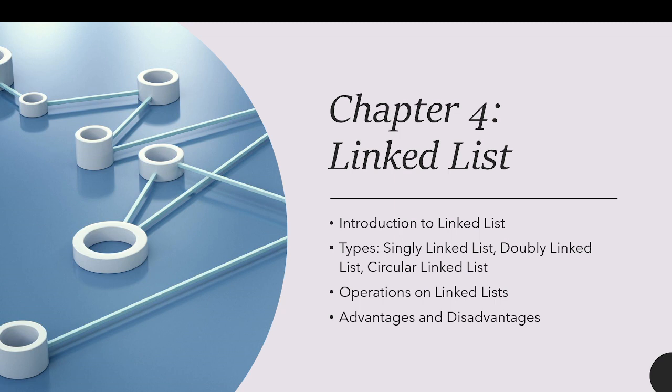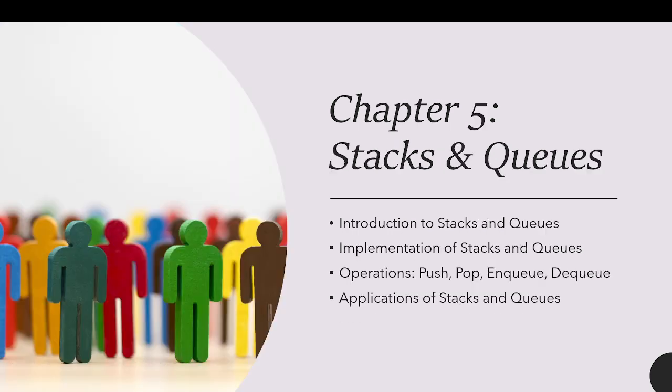Unlike arrays, linked lists are dynamic in nature. So there are three different types of linked lists that we will concentrate on in this course. They are singly linked list, doubly linked list, and circular linked list. So we will understand the various operations that could be performed on each of these types and list the advantages, disadvantages, and applications of each one of them.